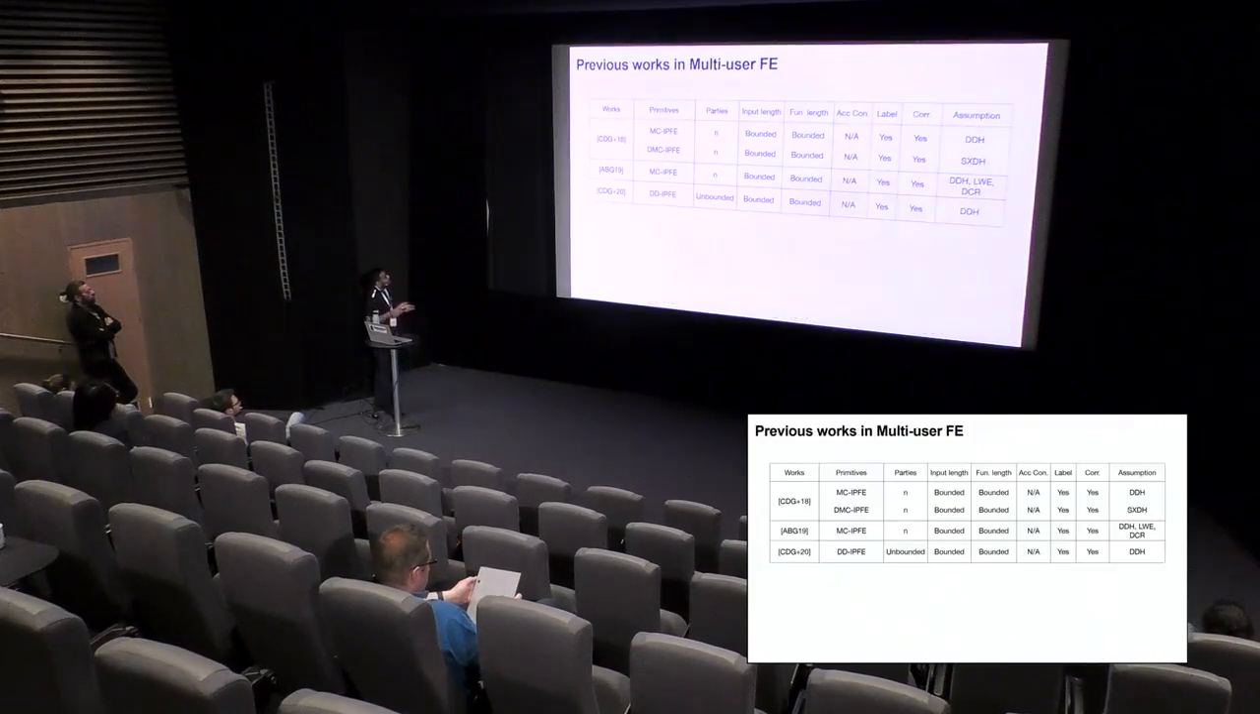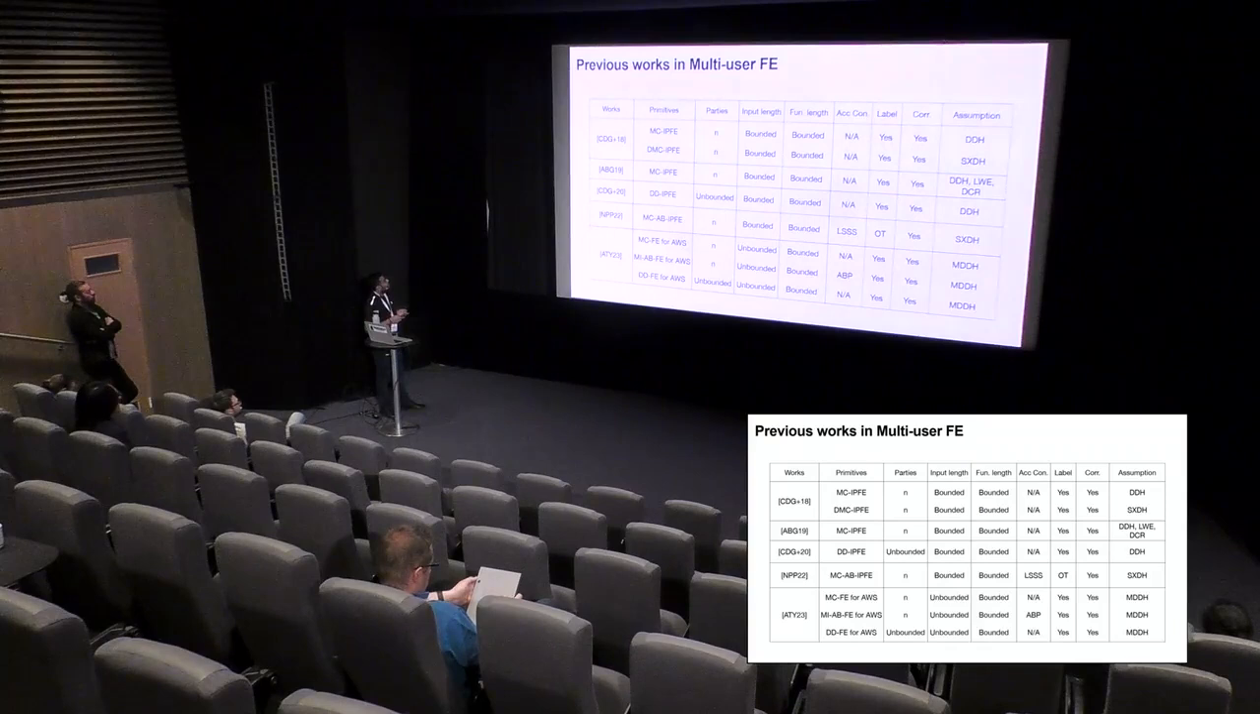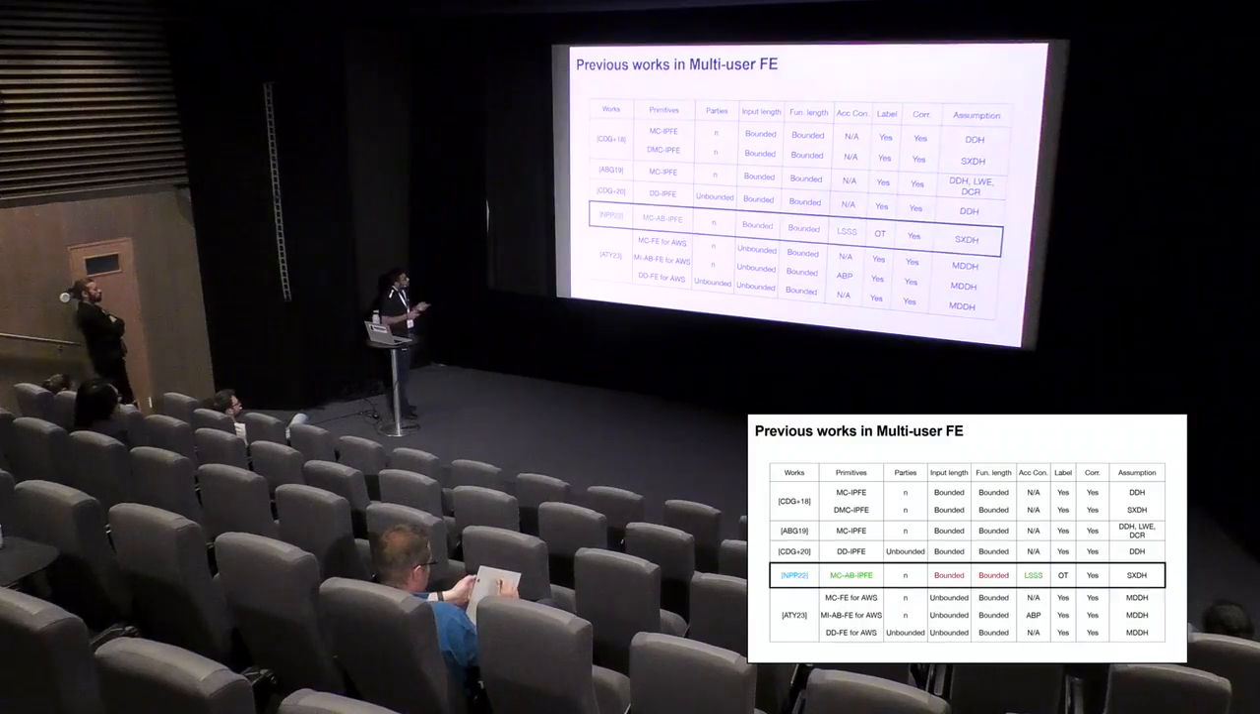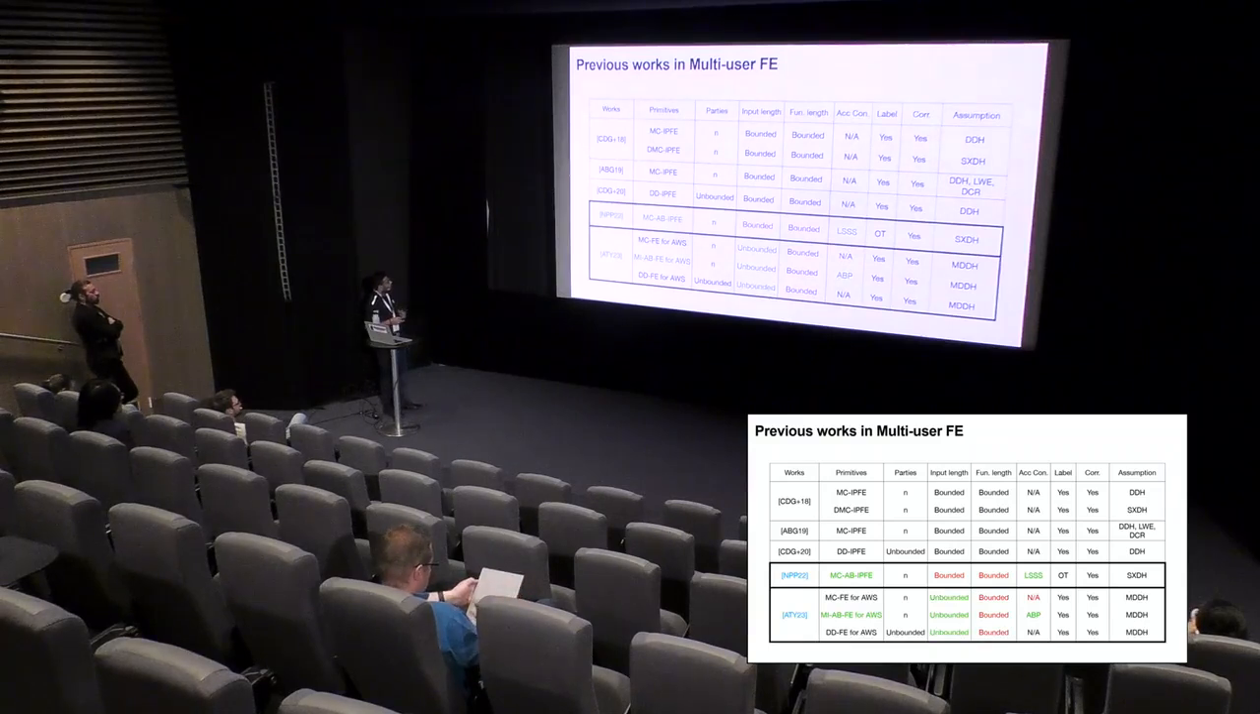Before diving into the solution, let's see some existing work in this context. There are several inner product functional encryption schemes in the multi-user setting. The first MC-IPFE with access control was proposed by NPP 22, but they consider input and functions that are both of bounded length. Later, ATY 23 proposed several multi-user FEs for AWS functionalities, where they consider unbounded length input, but the function is still bounded.